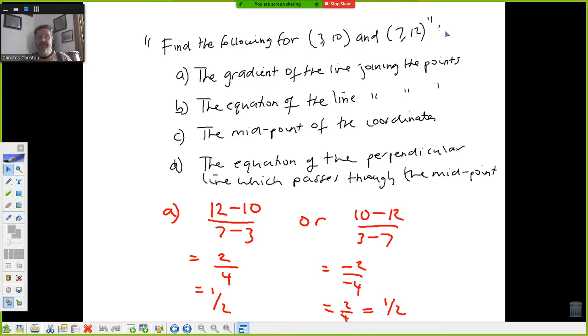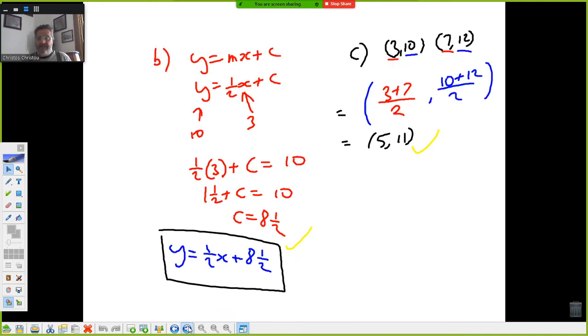But any one of these 2 points, because they sit on the line, as do billions of other points if you extend the line towards infinity in both directions, I can use any point that sits on the line. So I've chosen (3, 10) because the numbers seem a little kinder. So I'm going to put in the 3 for the x and the 10 for the y.